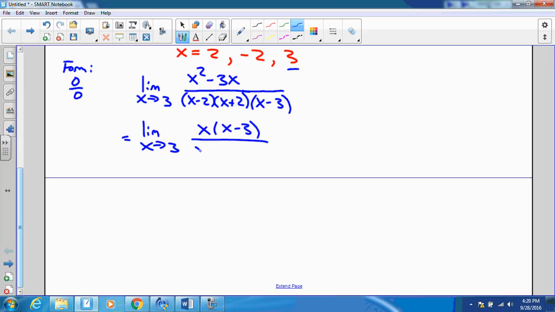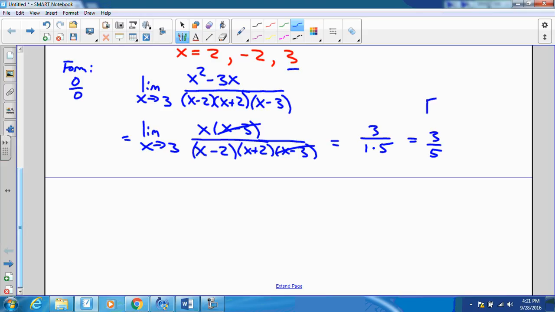And when I factor the numerator, lo and behold, there is my factor of x minus 3. I cancel this, and I let x go to 3, and I get the value 3 over 1 times 5, which is 3/5.